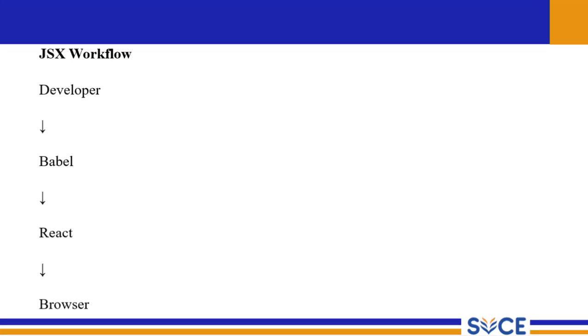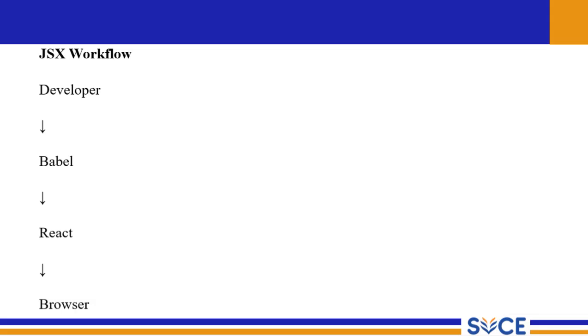This diagram summarizes the complete life cycle of JSX from development to execution. The process begins with the developer writing JSX code using familiar HTML-like syntax inside JavaScript files. Since browsers cannot understand JSX directly, the code is passed to Babel, which converts it into standard JavaScript using createElement function calls. React then processes this JavaScript and creates a virtual DOM, which is a lightweight representation of the web page.